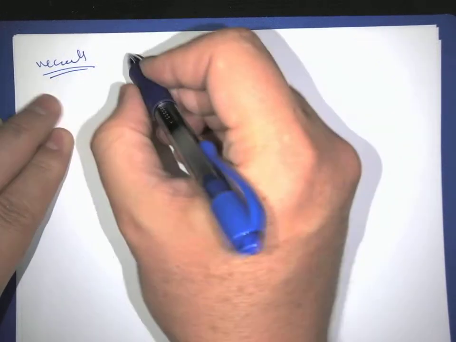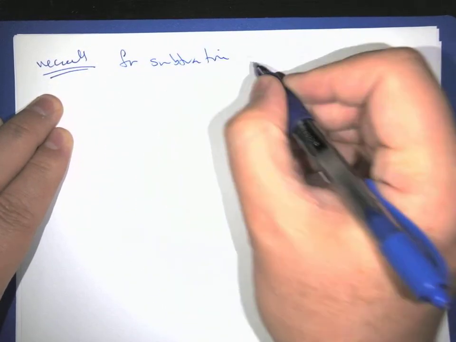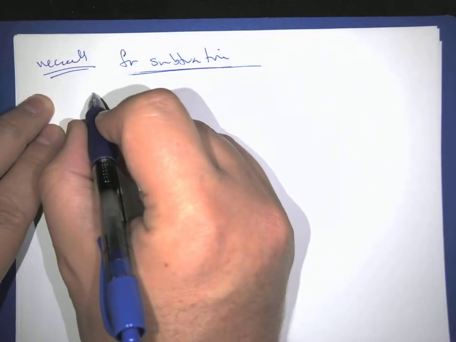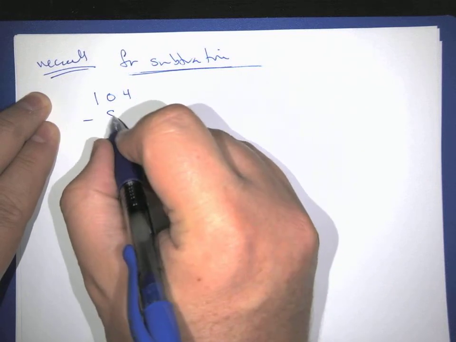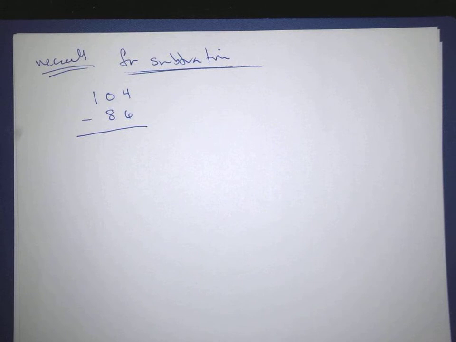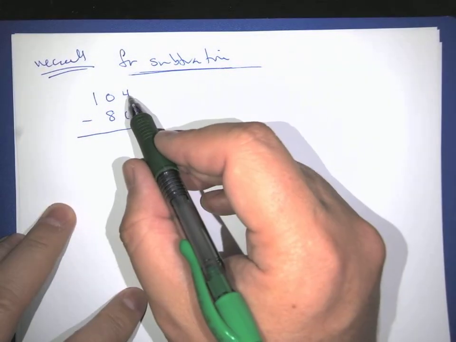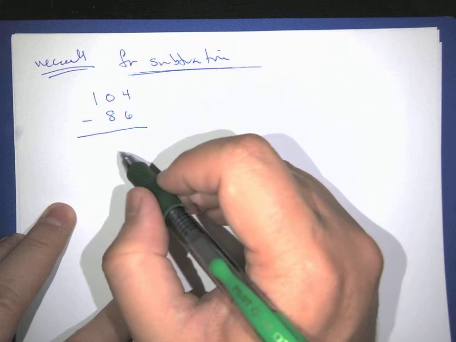So recall, for subtraction, sometimes we had to subtract and do a borrowing. So if I had 104 and I'm trying to subtract away something like 86, I know the result is going to be a positive number because 104 is a bigger value. That said, if I go digit by digit, I run into this issue: 4 minus 6 would give me a -2. We're not going to write -2 down here.